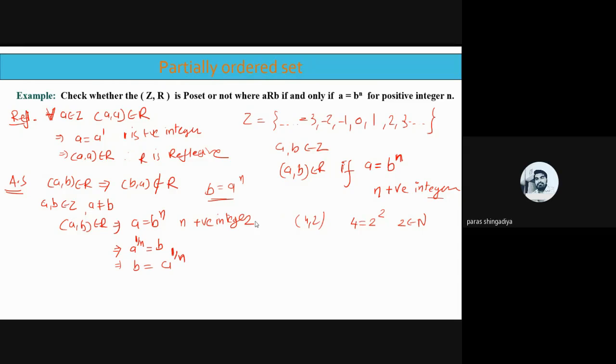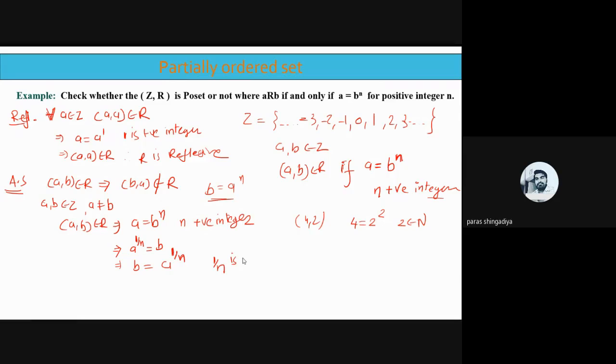Why does it not belong to R? Because here we have (a, b) belongs to R, means a is equal to b raised to n if n is a positive integer, and here we get b is equal to a raised to 1 upon n. So we cannot say (b, a) does not belong to R. Why? Because यहाँ पे n positive integer है, so here we cannot say 1 upon n is also a positive integer. Why?